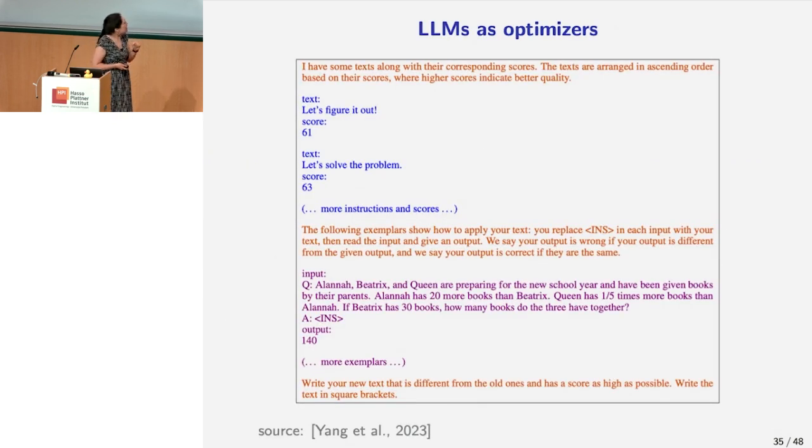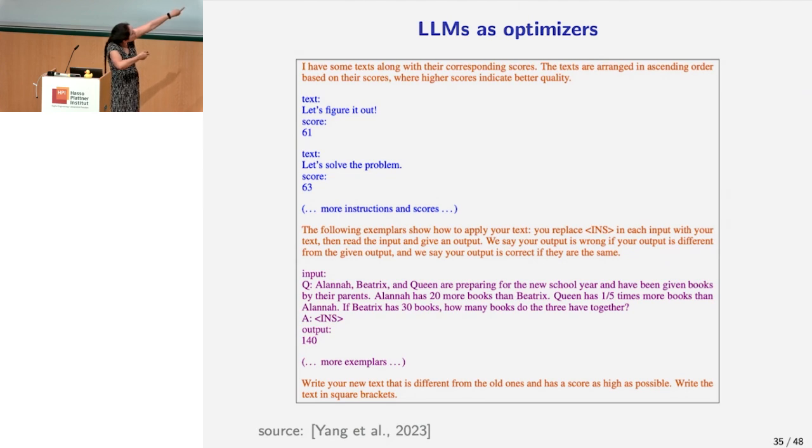Okay, this is also my student Chungren Yang, but work that's not with me that he did at Google Brain. I think this is really cool. You say I've got some texts with their corresponding scores. Say that I'm going to be using this as the prompt, let's figure it out, and that gets 61. Say I'm going to be using let's solve the problem, and that gets score 63. I give more of these, and you say this is how you're going to apply your text. You're going to insert this prompt that helps improve the answer right at the end.